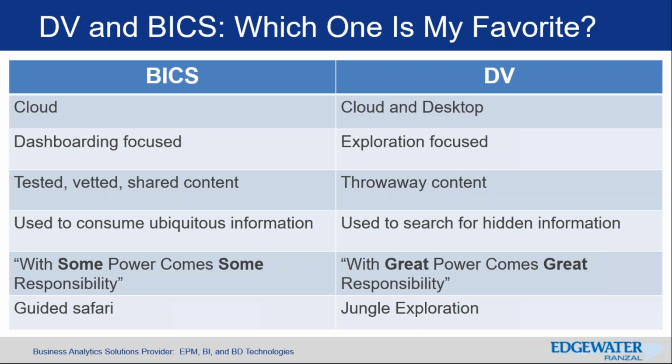DV, on the other hand, is an exploratory tool. It is geared not towards me studying yesterday's KPIs, but me finding patterns about my data that may be hidden, that may give me insight as to how we should move our needle strategically in terms of our organization. So BIX is a consumer directed tool, while DV is a business analyst directed tool, much more exploratory in nature.